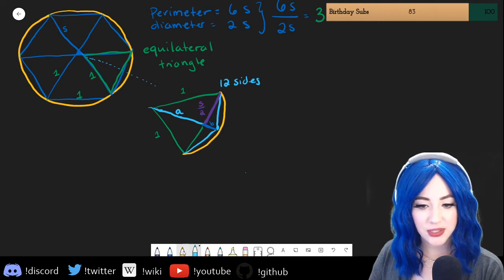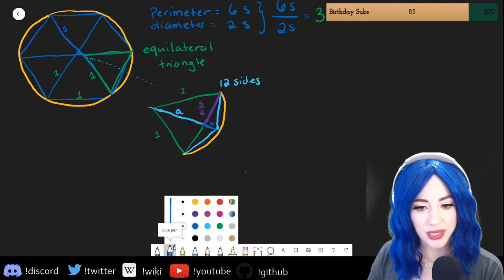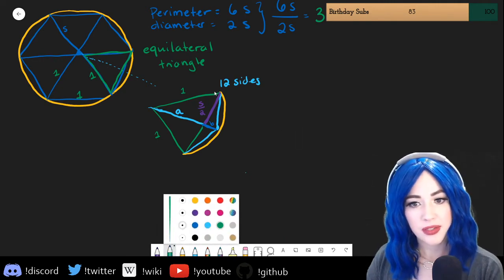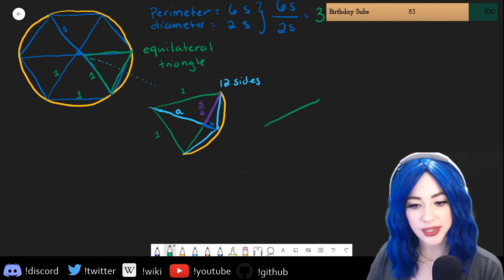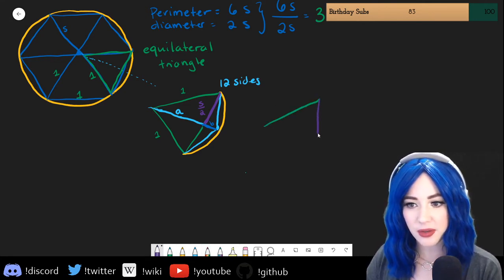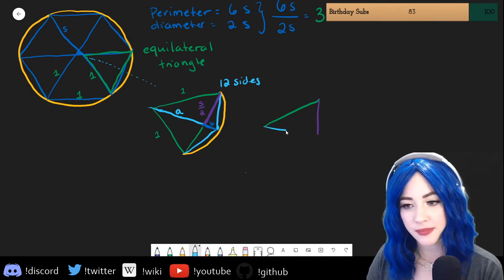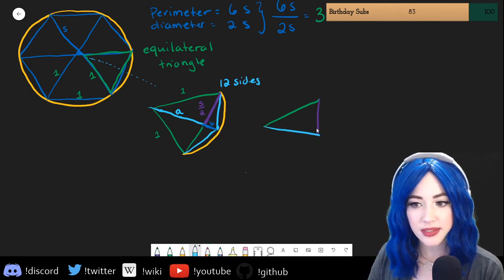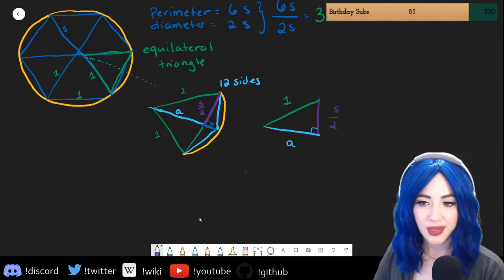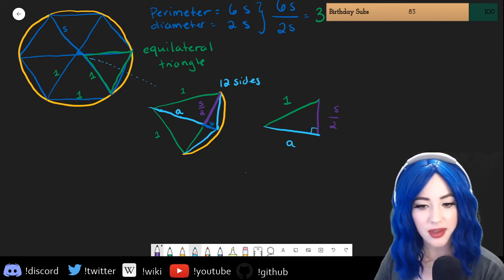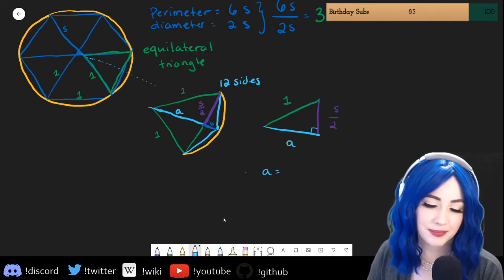If I'm going to take this triangle and redraw it for all of you wonderful people, I don't need blue yet. I need green. So this triangle right here with A, it's going to be a little tilted, but I'm going to use the same colors, so hopefully that helps you see which triangle we're talking about. This is a right triangle. So we know this is A, this is 1, and this is S over 2. Pythagorean theorem. Who wants to let me know what is A?